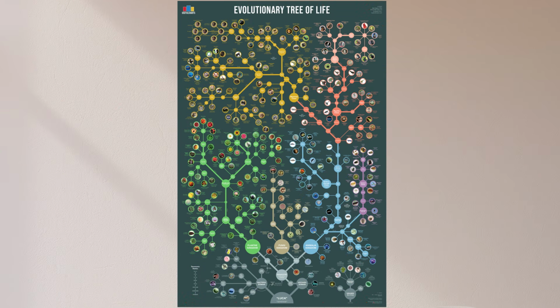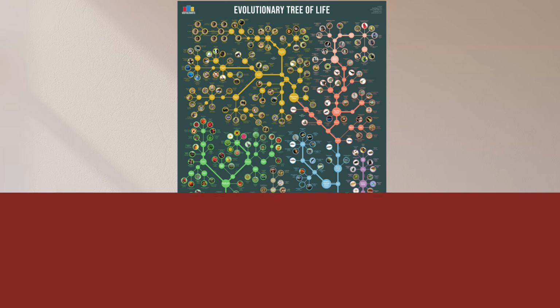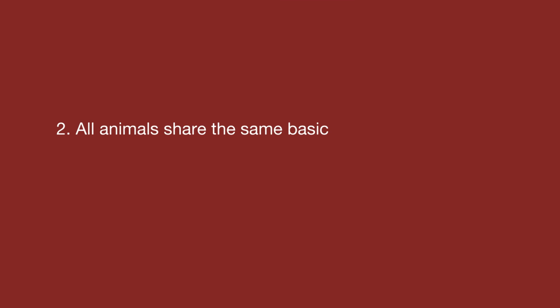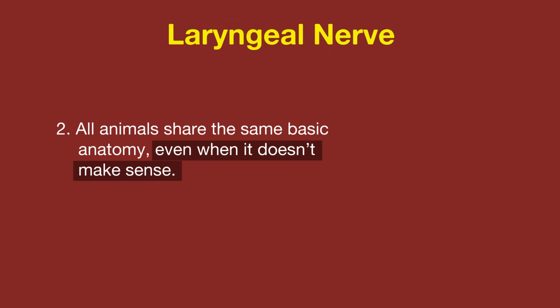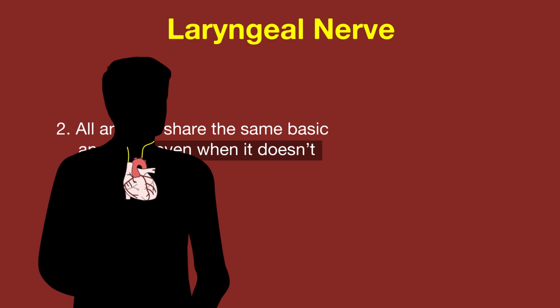Now, before you argue, well, God just used designs for basic body plans that work really well, and that's why we see them repeated. Well, let me remind you of the second half of point number 2. All animals share the same basic anatomy, even when it doesn't make sense. A good example of something not making sense is the laryngeal nerve, which goes from the brain to the throat and is an aspect of the general animal body plan that we all share. There's a bit of a design flaw in that the laryngeal nerve loops around the aortic arch instead of going straight to the larynx, which would have been easier.